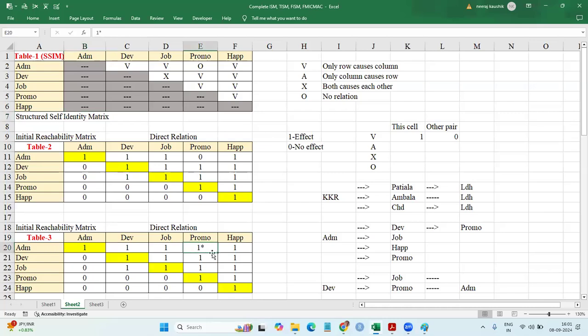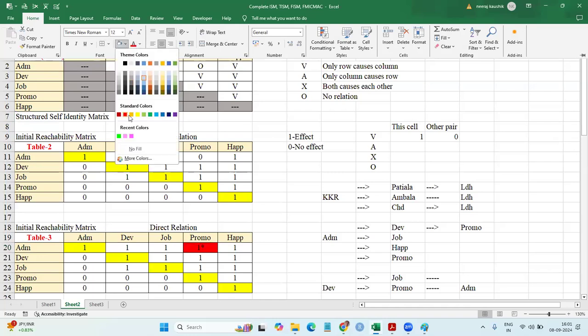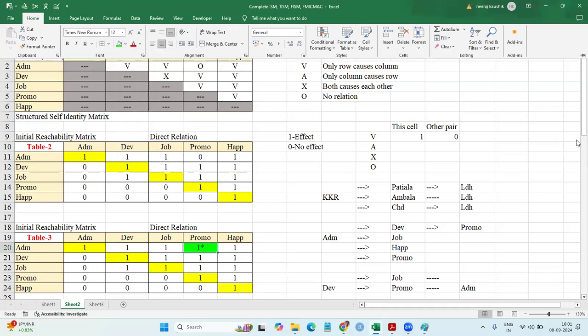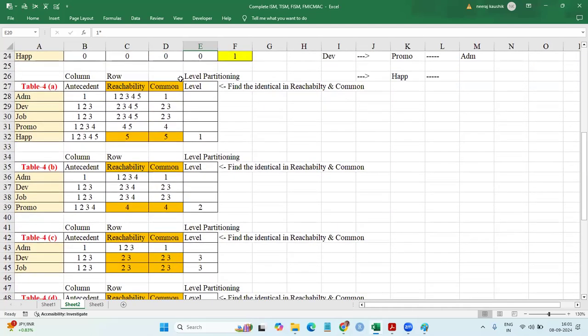Go for the indirect effect. This is the indirect effect. Make a color, something. This is the indirect effect. Going next, go for the level partitioning. It is the antecedent and consequences of every variable. Find out what is common and which is identical in the reachability and the common. Take that out. If there are any 2, 3, 4 values on the same level, like here development and job, take both on the same level.